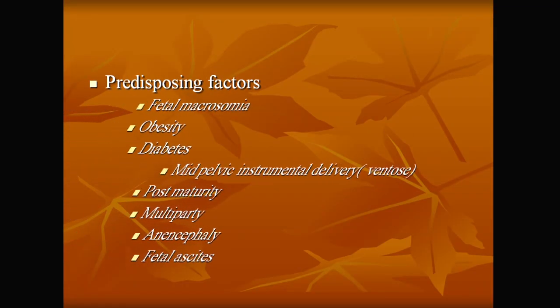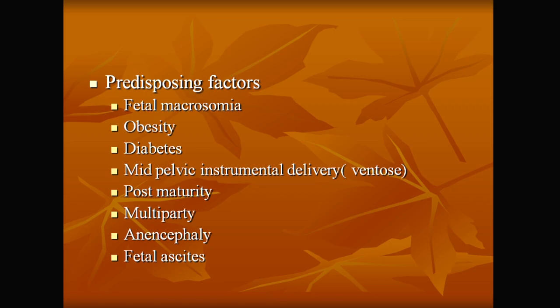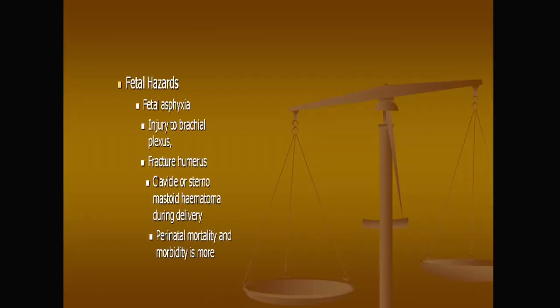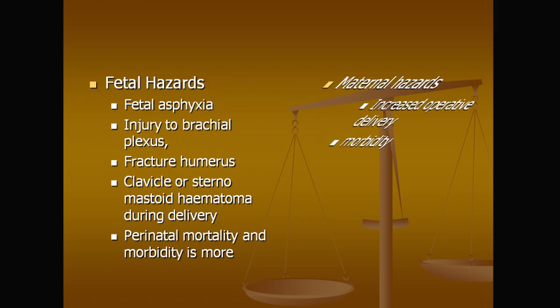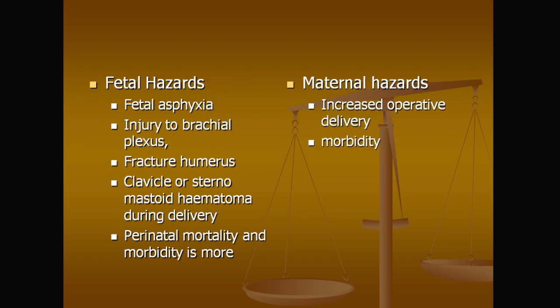The predisposing factors include fetal macrosomia, obesity, diabetes, mid-pelvic instrumental delivery, post-maturity, multiparity, anencephaly, fetal ascites. Fetal hazards or complications include fetal asphyxia, injury to the brachial plexus, fracture of the femur, clavicle, sternomastoid hematoma during delivery, perinatal mortality and morbidity. The maternal hazards include increased operative delivery and morbidity.